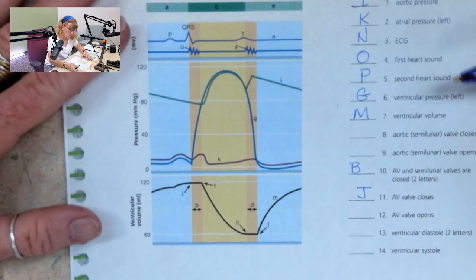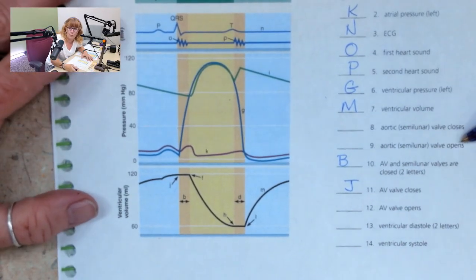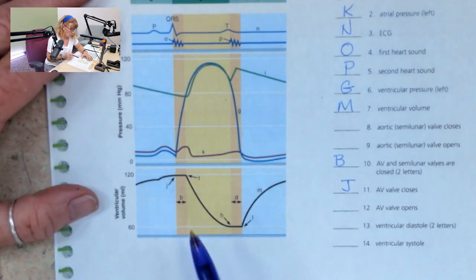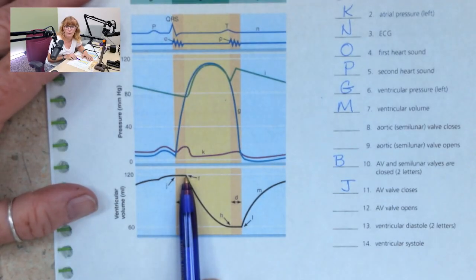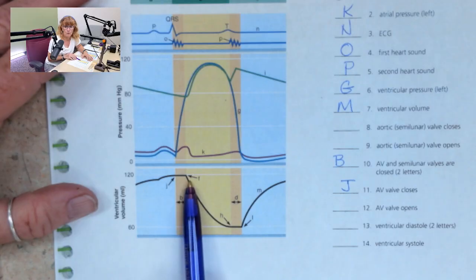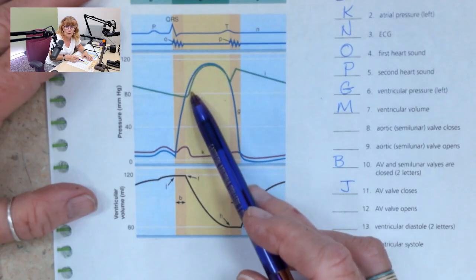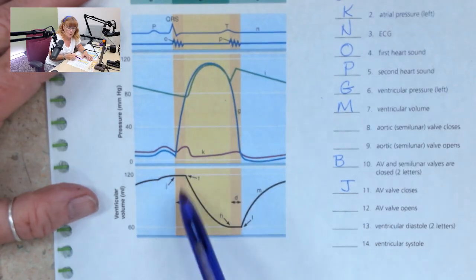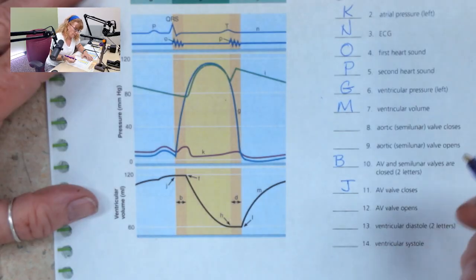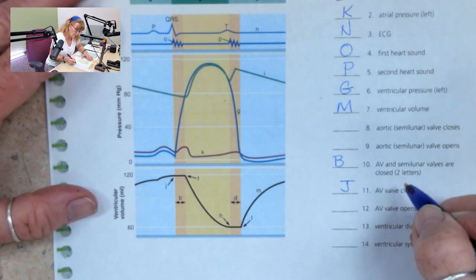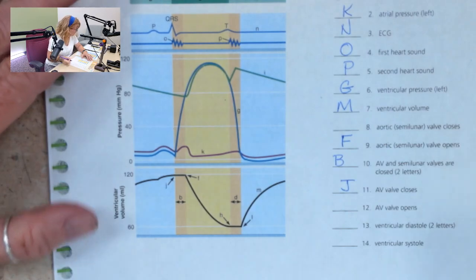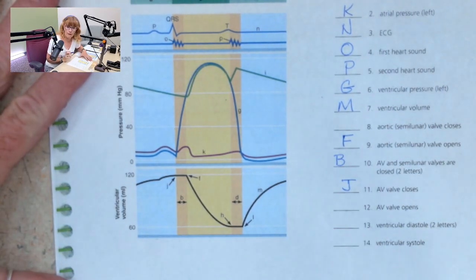Okay, now let's go to when the aortic semilunar valve opens. So that is when the blood that's been in the ventricle is going to leave, and it's going to go into the aorta and create this green aortic pressure rise. And so right here is letter F. And what did we say that was? The aortic semilunar valve opens. Yes, right there at letter F.